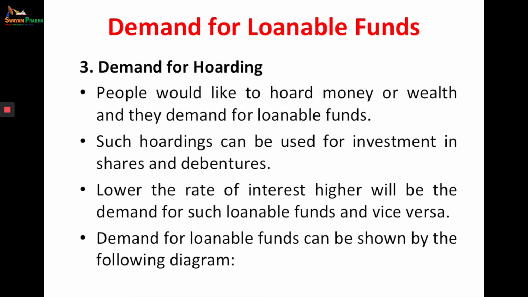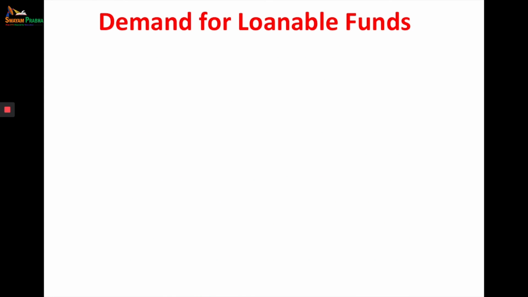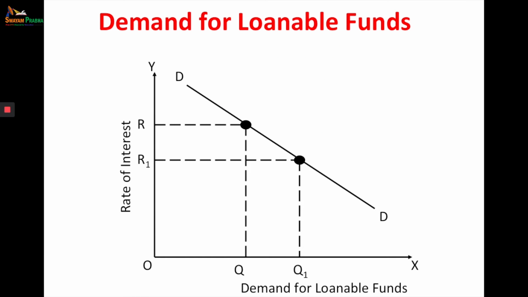This can be explained with the help of the following diagram. This diagram shows the relationship between demand for loanable funds and the rate of interest. The downward demand curve for loanable funds means the higher the rate of interest, the lower the demand. When the rate of interest is OR, then the quantity demanded is OQ. But when the rate of interest decreases, for example from OR to OR1, then the quantity demanded will increase from OQ to OQ1.